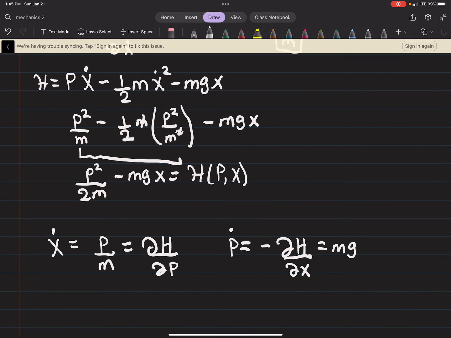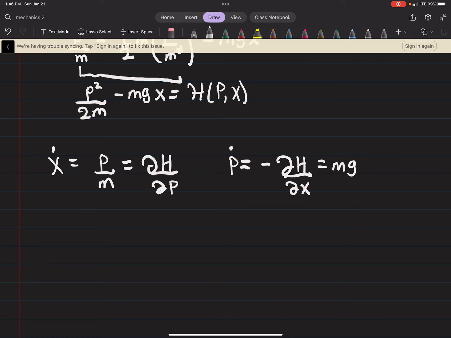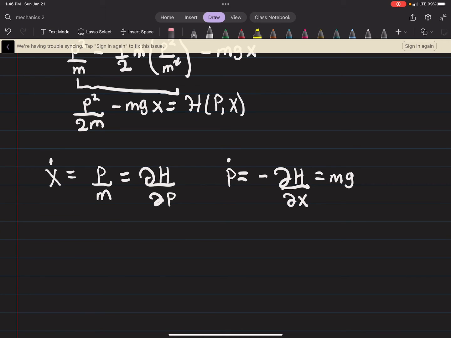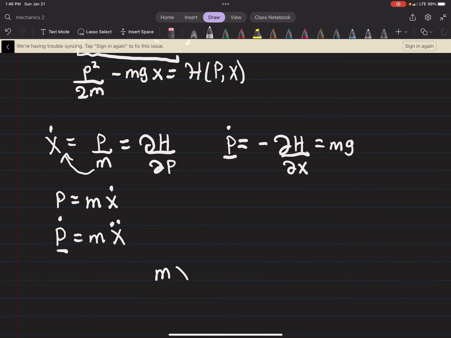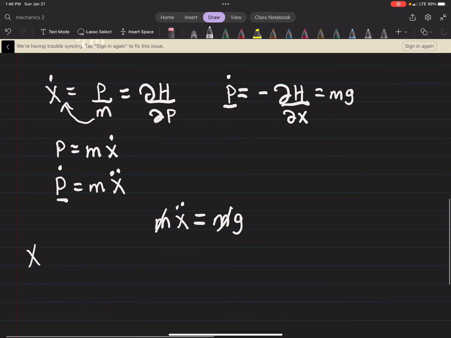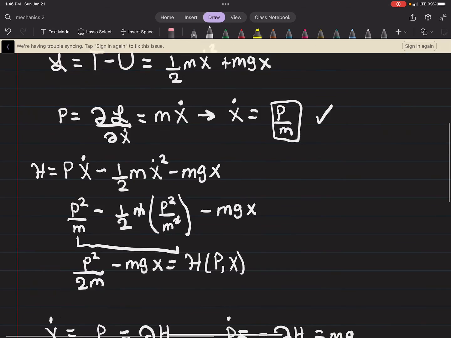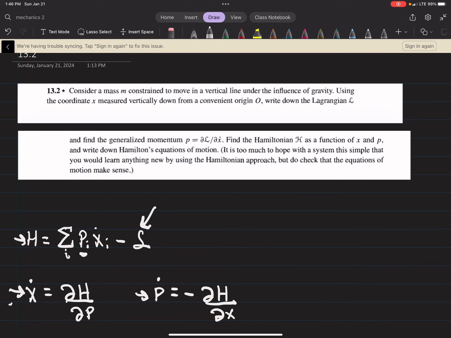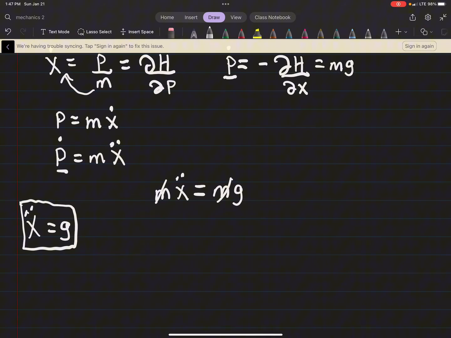Okay. So now what we can do is plug this in over here. So p dot. p is equal to m x dot, coming from here, just multiplying it. And if I take the time derivative, that'll be m x double dot. So I can plug that in here, right? So I have m x double dot equals mg. The masses then cancel, and I find that x double dot, our acceleration, is equal to g. So that's to be expected, since the problem tells us that it's only under the influence of gravity. And from here, it's pretty simple: you just solve this equation of motion to get your kinematic equation.